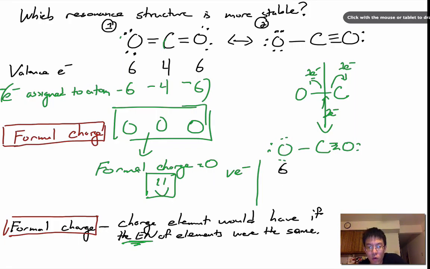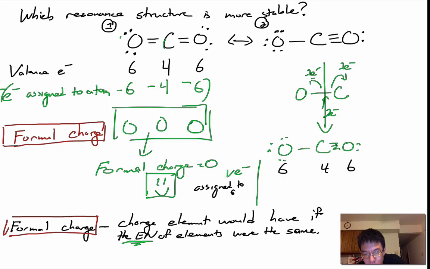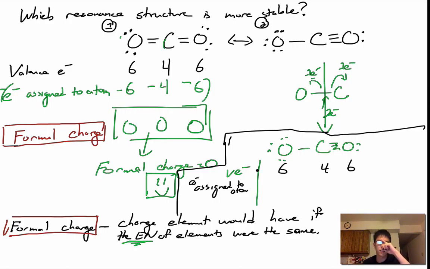All right, I know nothing here has changed because these are just based on the element. I know oxygen starts with 6 valence electrons, carbon starts with 4 valence electrons, and oxygen starts with 6. Now, where it gets interesting is the electrons assigned to the atom. So let's think about that. Sorry, this is getting a little bit messy here. But in terms of the electrons assigned to the atom, we've got 2, 1, 2, 3, 4, 5, 6.